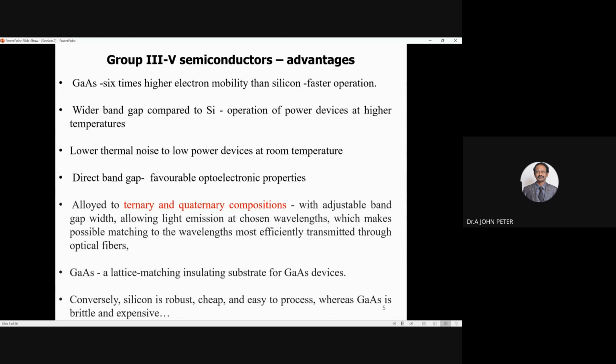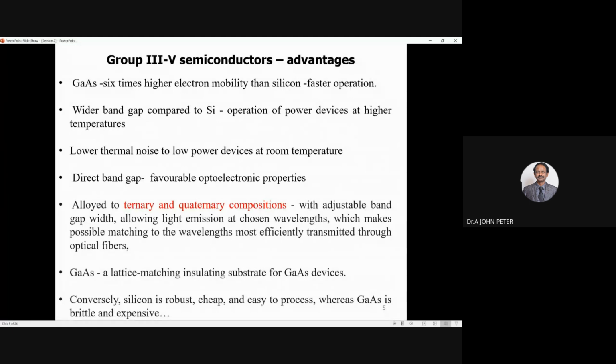So that's why we always look at the films and all in a computer, which is very fast nowadays. Your fastest device is based on quantum mechanics principles only. For example, we take a cell phone to use it. It has a wider band gap compared to silicon, and it can withstand higher temperatures. It is a direct band gap material, and it can be alloyed with ternary and quaternary compositions. Gallium arsenide is a lattice matched material.